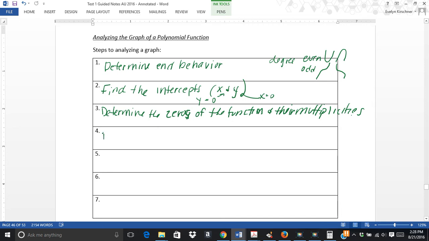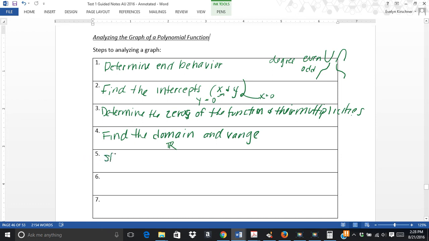I want to know the domain and the range. And remember, for our polynomial functions, the domain is always going to be the reals. The range is all reals if it's an odd function, or if it's an even function, it'll be a subset of the reals.